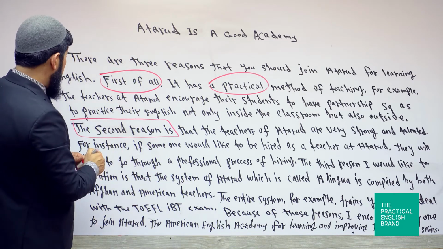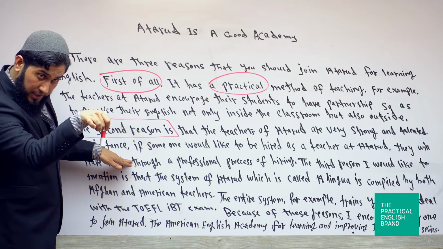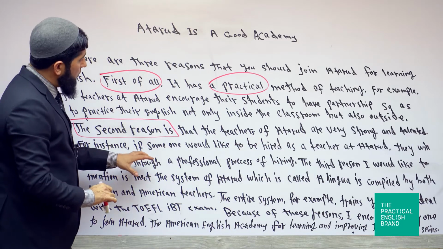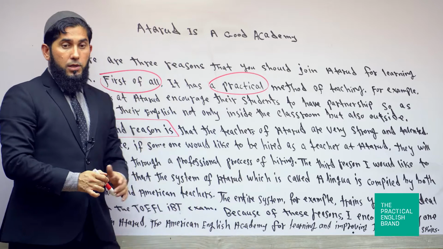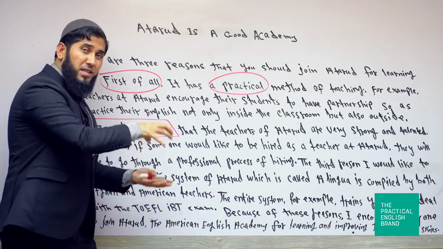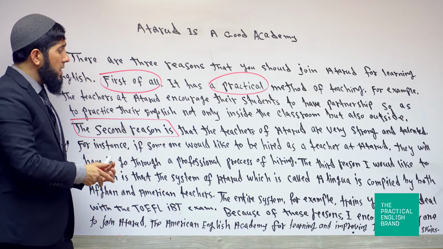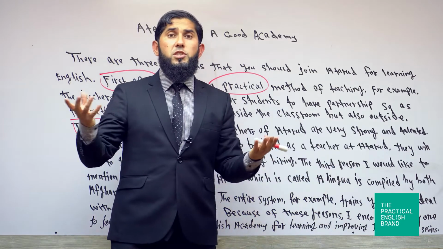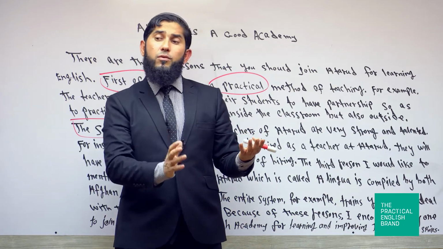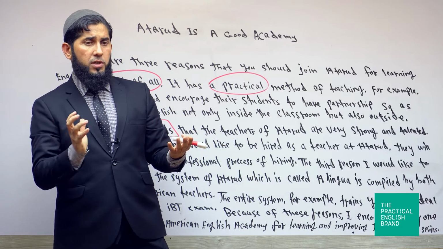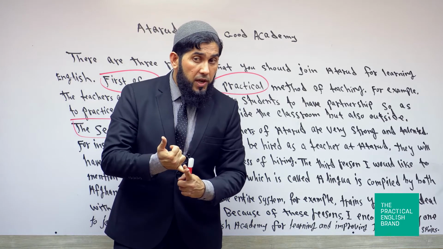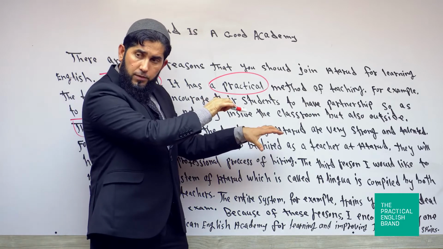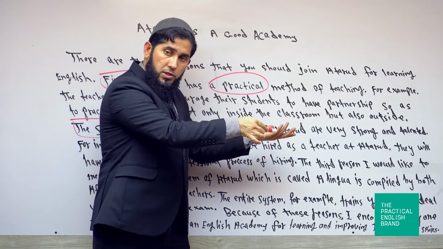And then there is another example. For instance, if someone would like to be hired as a teacher at Ataro, they will have to go through a professional hiring process. Okay? So now, this example and the details inside this sentence support this major point. If someone is not strong and talented, they cannot go through the professional hiring process. They either fail the written exam, or the interview, or the demo class. Okay? So this example supports this major point, this reason that the teachers are strong and talented.